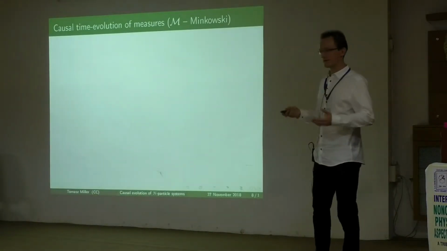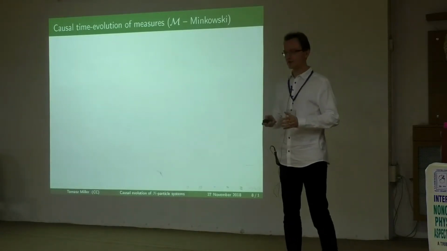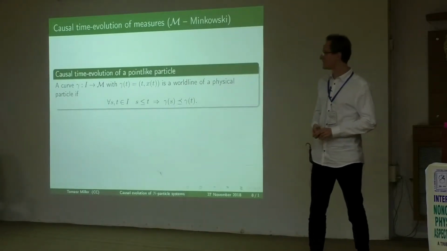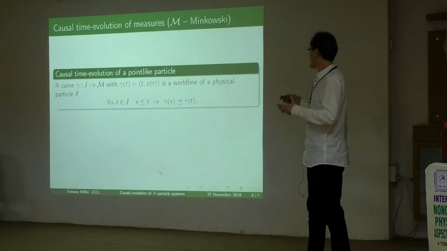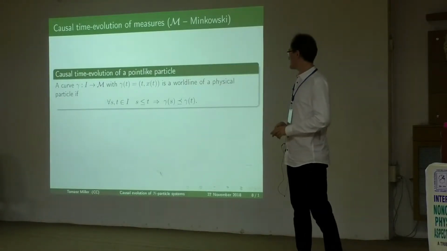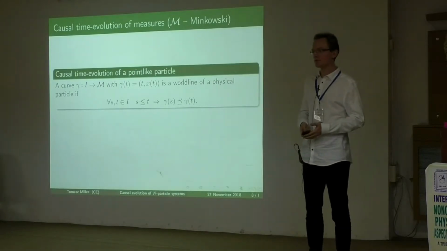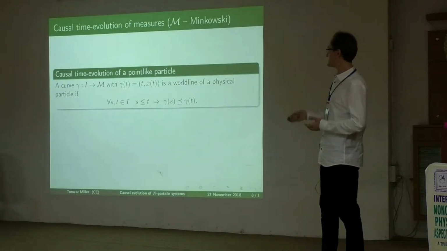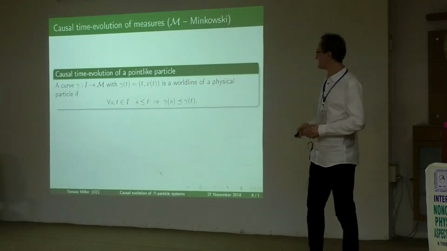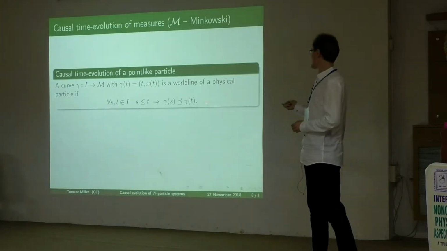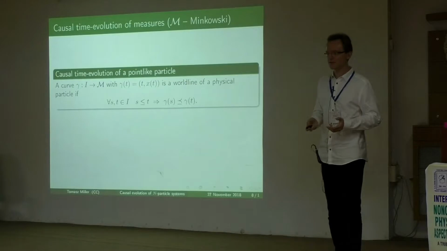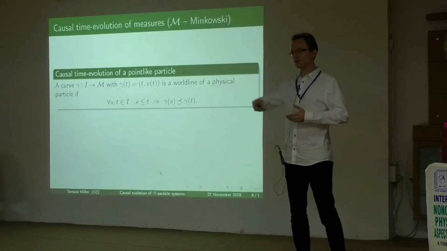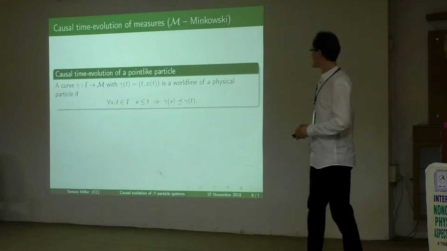Let me begin by fixing M to be Minkowski spacetime, because it will be easier to understand what's going on. First, a next to trivial statement: the geometrical object which models the time evolution of a point-like particle is, of course, a world line. So a curve such that if we parameterize it using our favorite time parameter, it has to satisfy the following condition. If we take two values of our time parameter, s less or equal than t, then of course our curve has to be ordered according to the causal relation.